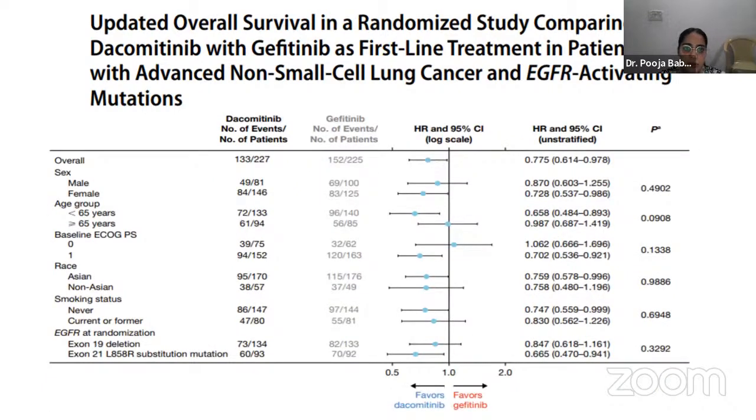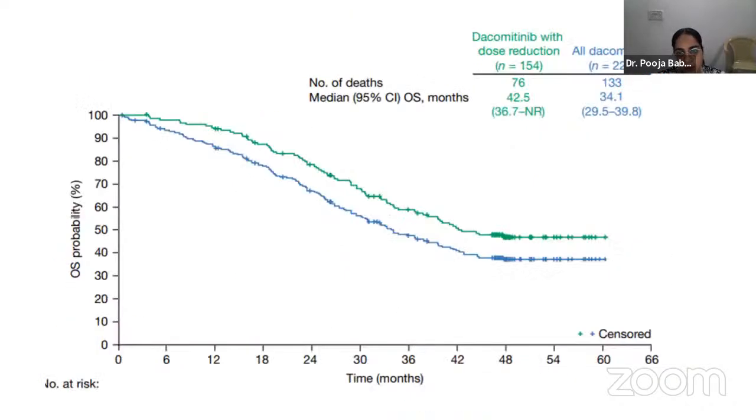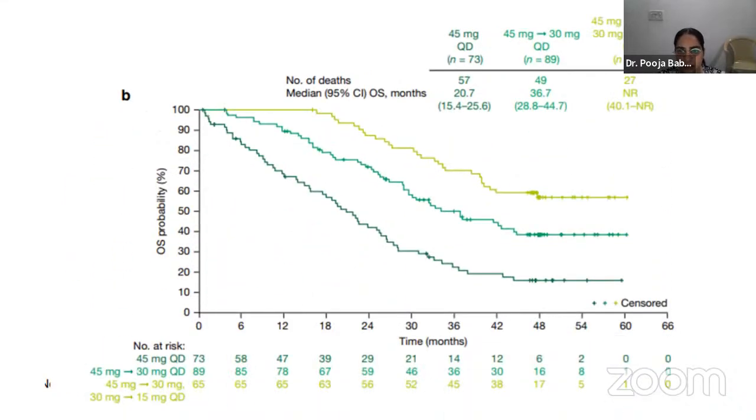Now, in this particular second generation TKI, we have seen the benefit with exon 21 L858R was also consistent, like that it was with exon 19 deletion. So the benefit was seen in both the subgroups. Though there was a numerical increment in median overall survival, still statistically it was not significant.